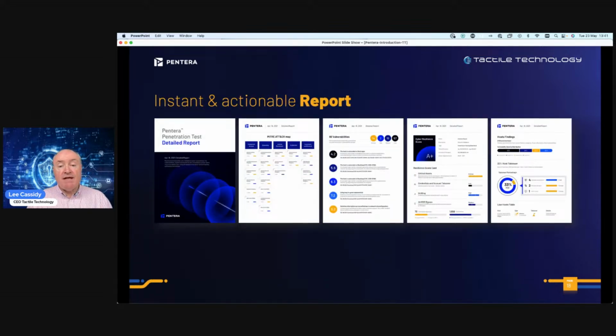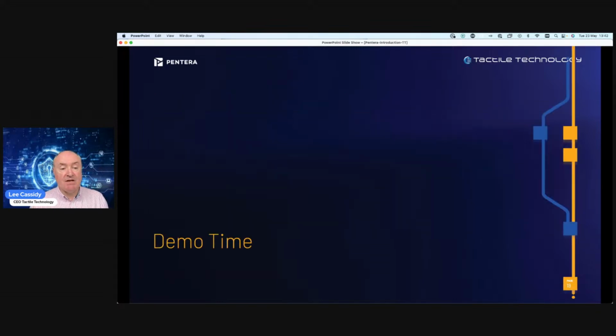A report is created. You can then use this report yourself to actually validate what you're doing, but also to provide information to your management about where you're spending your time and how you're prioritizing protecting your systems. So I'm going to give you a quick view of what it actually looks like.